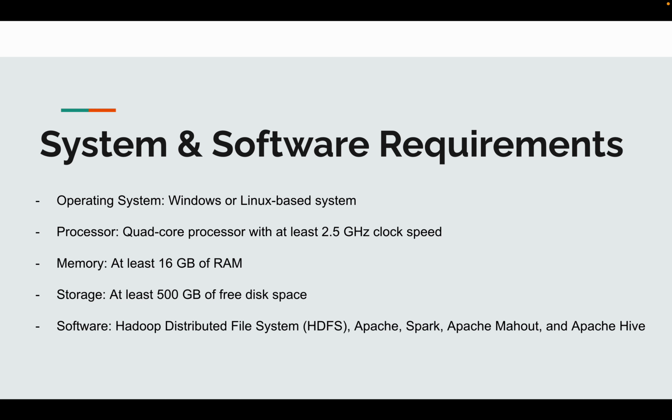The processor of the machine is also important, and a quad core processor with at least 2.5 GHz clock speed is recommended. Memory is another important consideration, and the machine should have at least 16 GB of RAM. This is because the data used in the classification process is typically large and a significant amount of memory is required to handle it efficiently. Storage is an important consideration, and the machine should have at least 500 GB of free disk space.